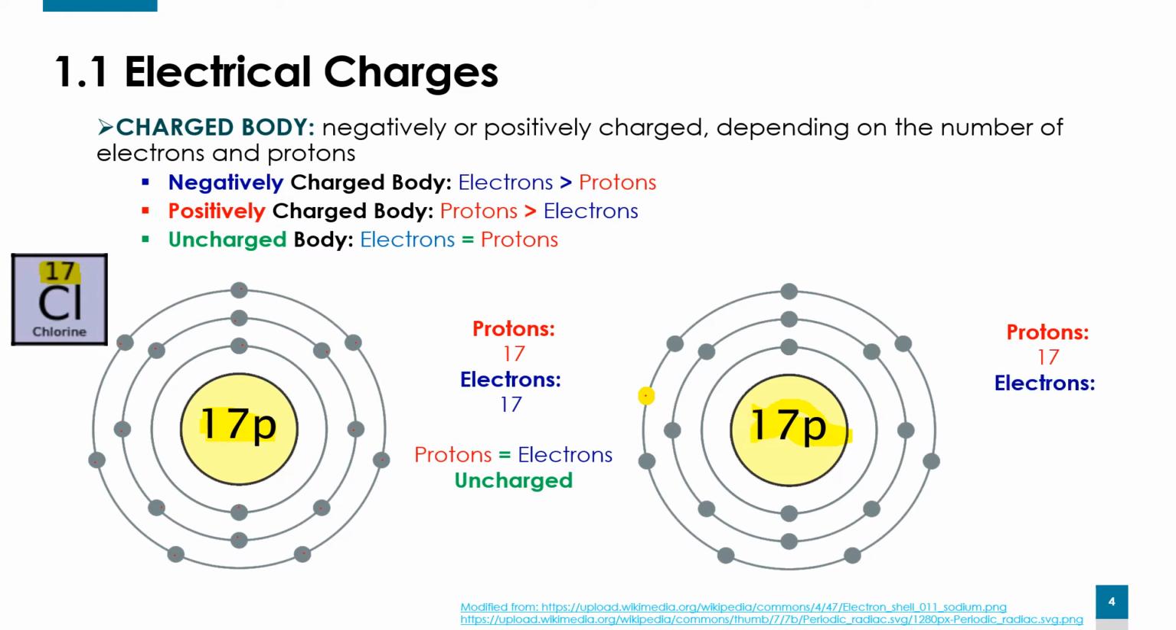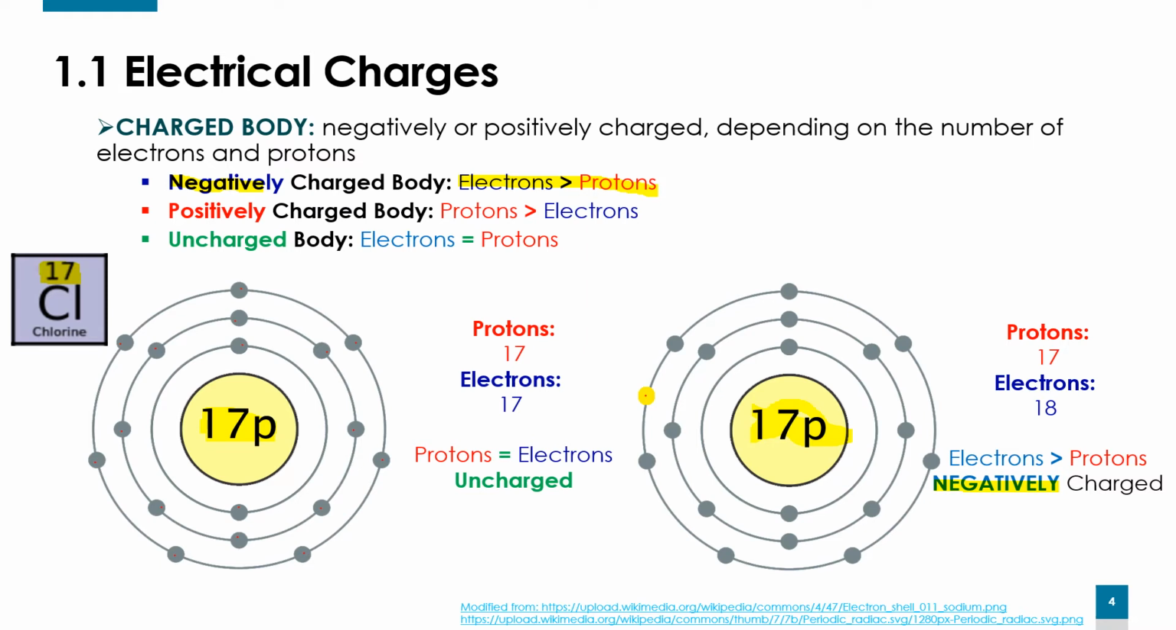But now, what happens to my electrons? I had 17 before, and I got 1. So how many electrons do I have now? 18, right? What do I have more, protons or electrons? Now I have more electrons. So if I have more electrons, what's going to be my charge? Negative or positive? Negative, right? Why? Because electrons have negative charge. So I have more negative charge than positive charge. So this body now is negatively charged.